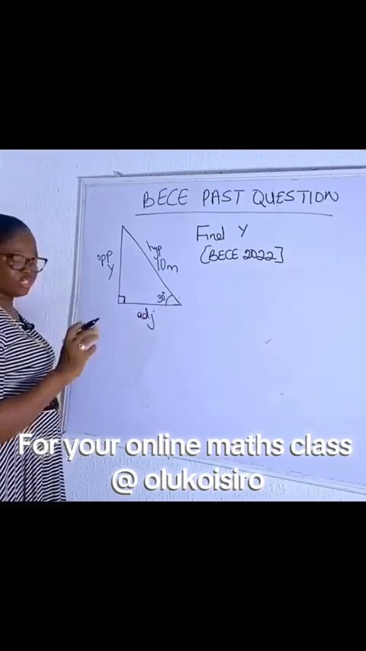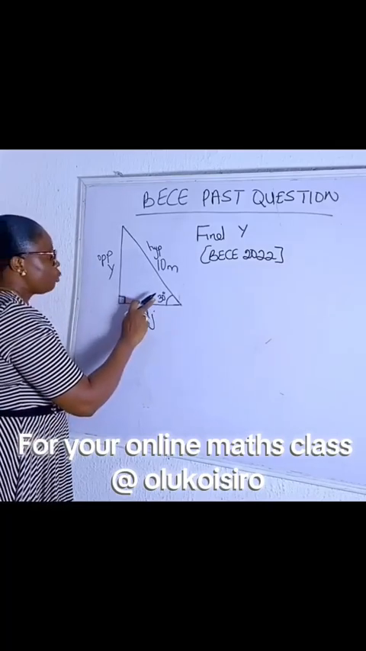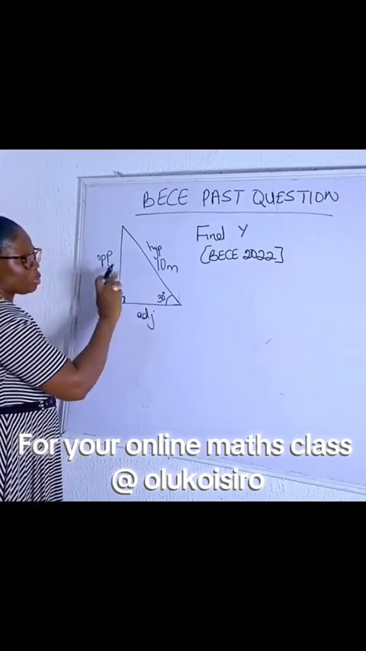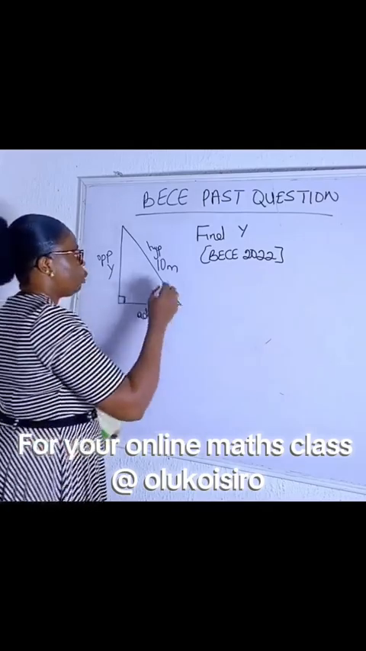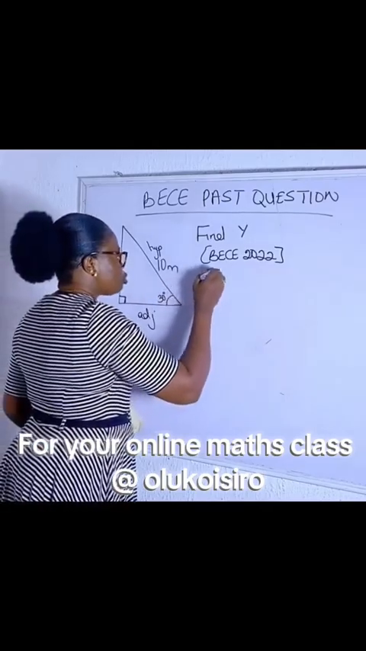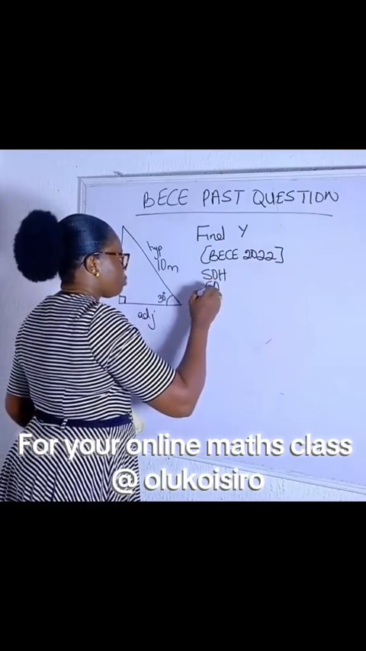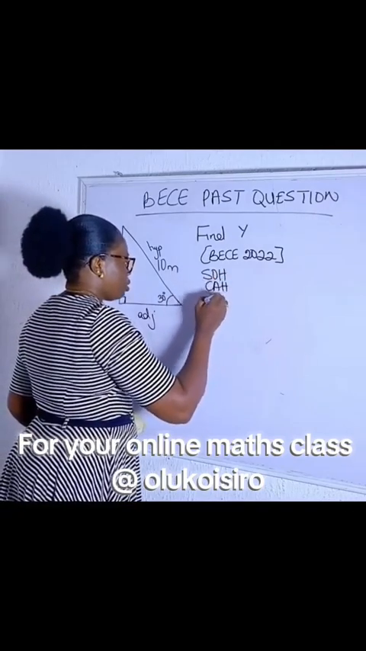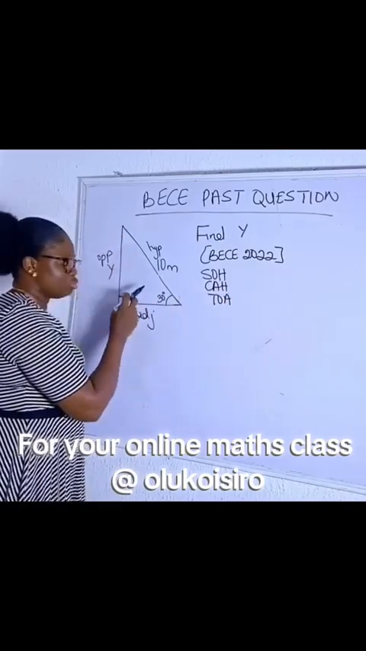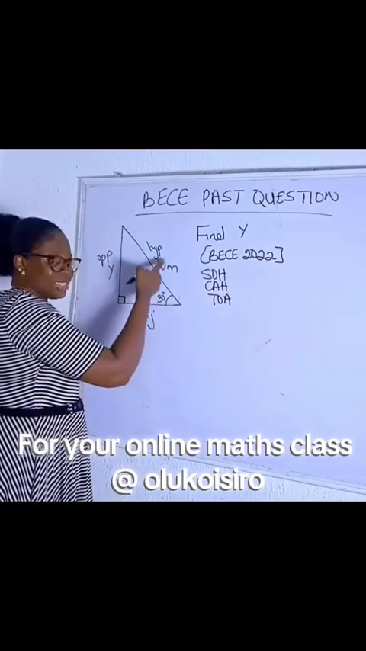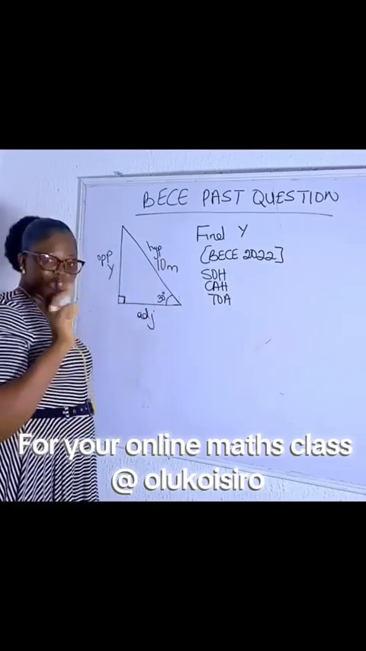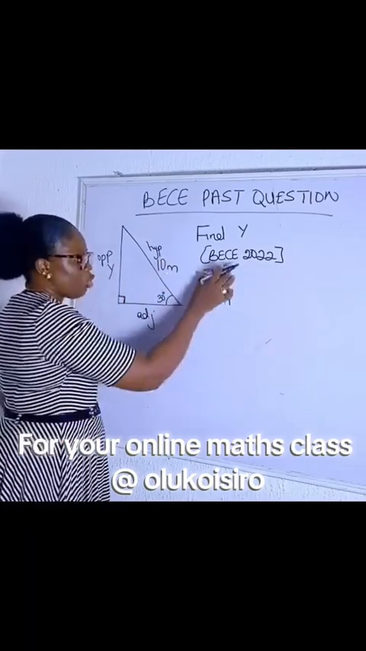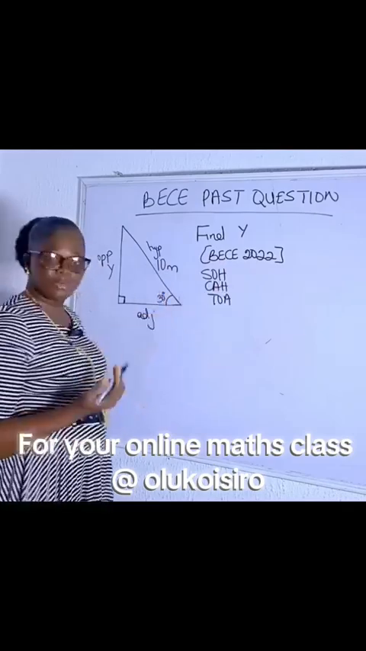Now, if you look at the question very well, we are given an angle and we are asked to find the side. So what are we going to use for this one? We normally use what we call SOHCAHTOA here. Anytime we are given a right angle triangle that involves angle and side, what we normally use as our formula is SOHCAHTOA. Then what is the meaning of SOHCAHTOA?